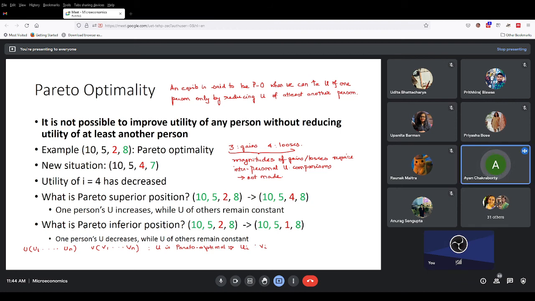Sir, if ui is less than vi for some i and uj is greater than vj for something like that. No. Can we write in this way? ui is less than vi with uj greater than vj for at least one j.